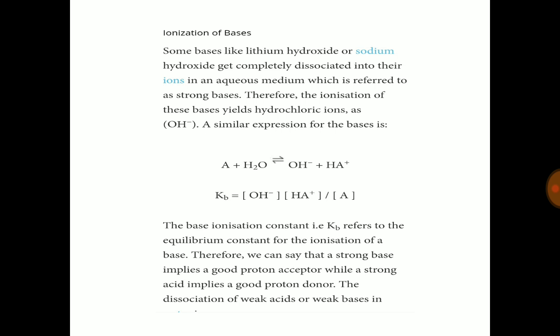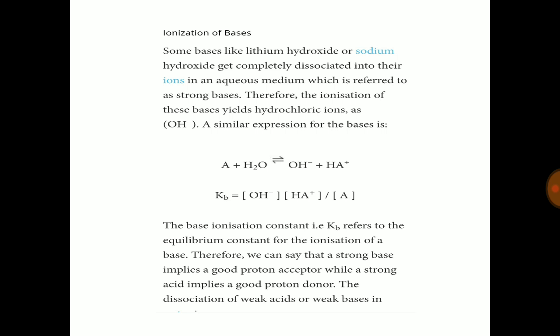Similarly, in the case of ionization of bases, some bases like lithium hydroxide or sodium hydroxide get completely dissociated into their ions in an aqueous medium, which is referred to as a strong base. On the other hand, some bases dissociate partially to produce fewer hydroxide ions. So they are termed weak bases. Therefore, the ionization of these bases yields hydroxide ions, and a similar expression holds for the bases.